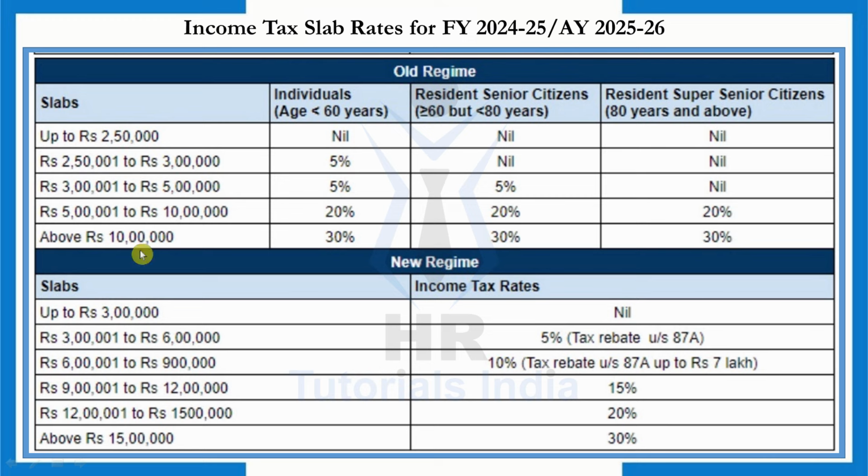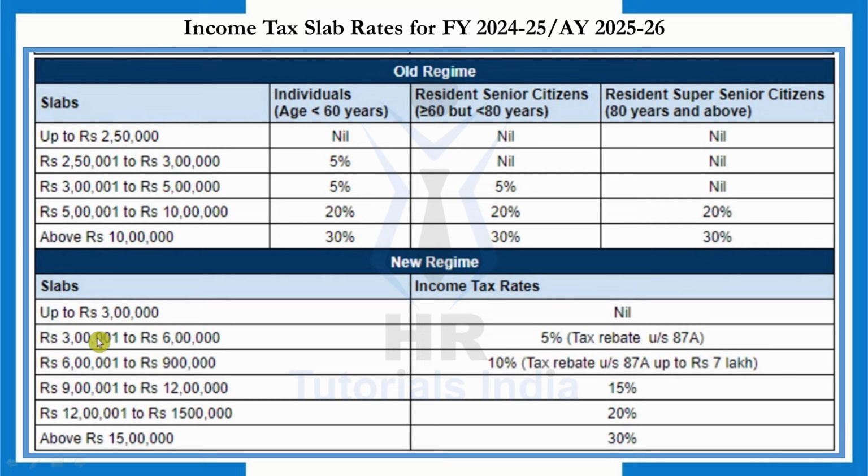And finally, for employees whose salary is 10 lakhs and above per annum, the income tax is 30% for those below 60 years, 30% for senior citizens between 60 and 80, and finally 30% for super senior citizens aged 80 and above. Now let's get into the new tax regime.